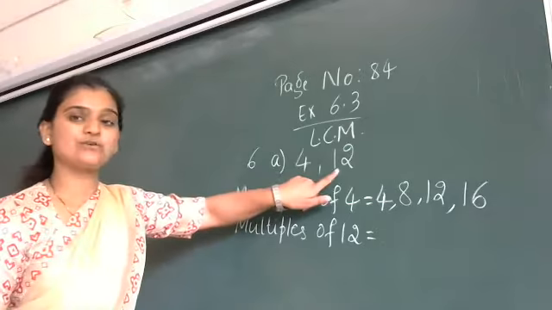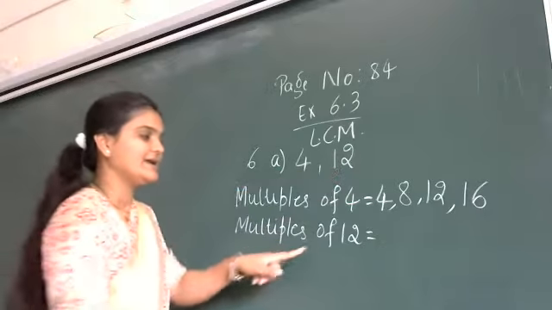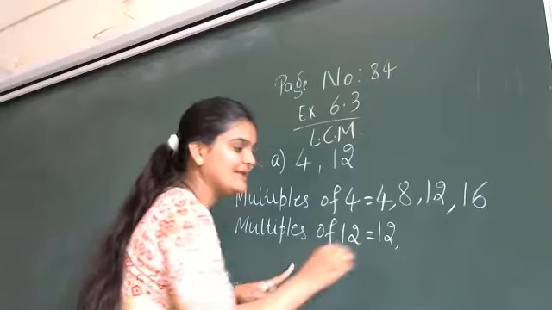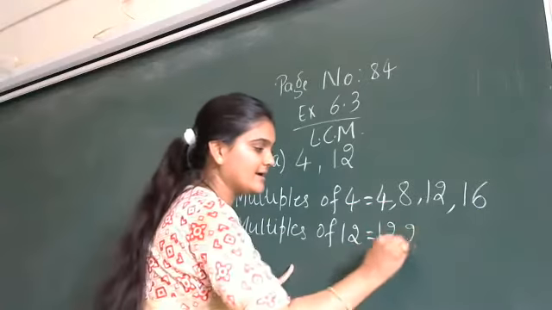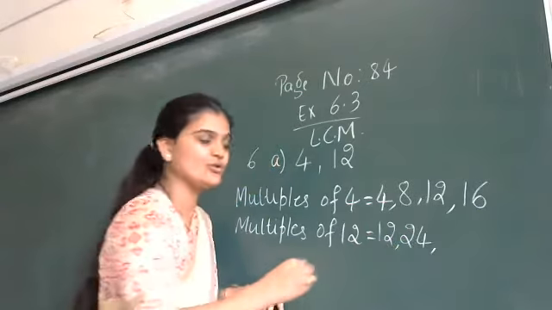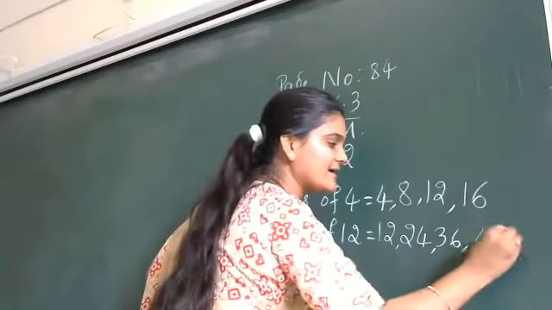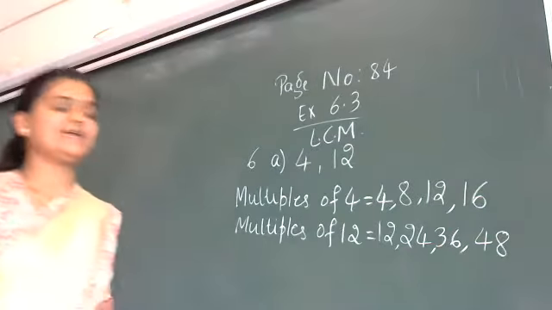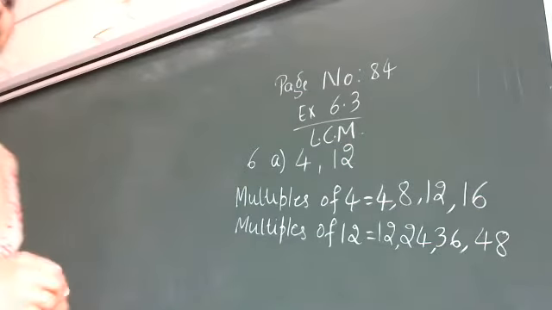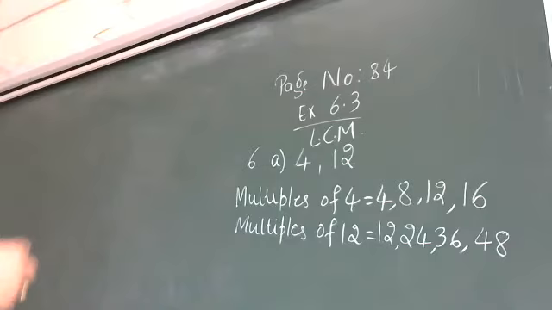Next, come back to multiples of 12. Okay? Yes, 12 ones are 12, 12 twos are 24, 12 threes are 36, 12 fours are 48. Okay, now tell me children, what are the common multiples of 4 and 12?